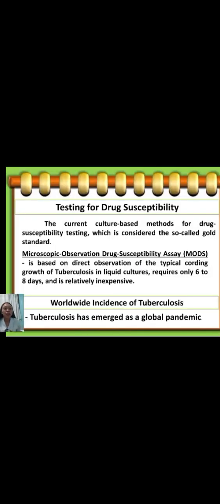So now, let's proceed to testing for drug susceptibility. The current culture-based method for drug susceptibility testing is considered the so-called gold standard. Drug susceptibility testing is a difficult procedure to standardize, and proficiency in performing these tests requires understanding of many elements. It can take as long as 4 to 8 weeks for finalized results.